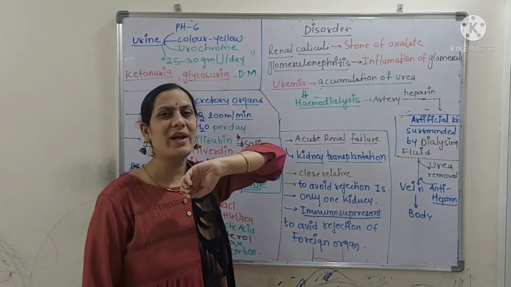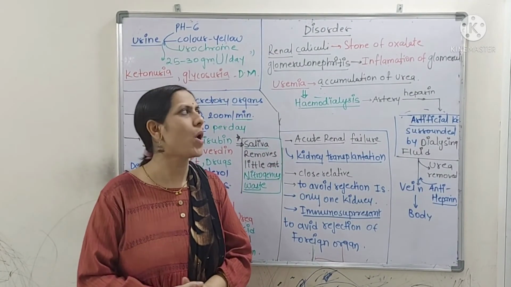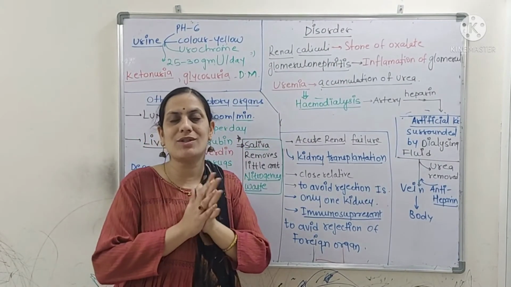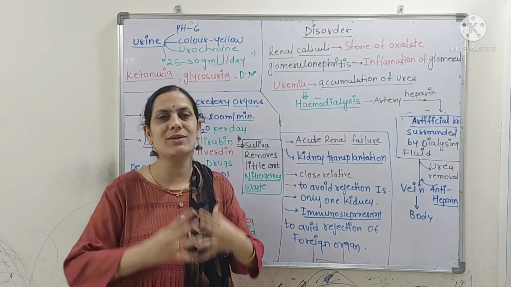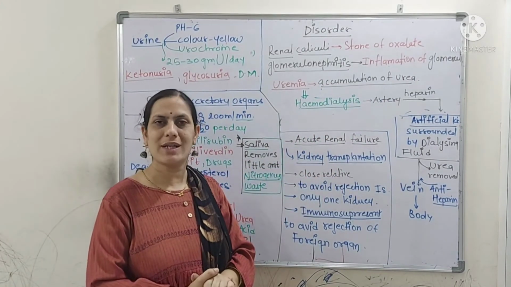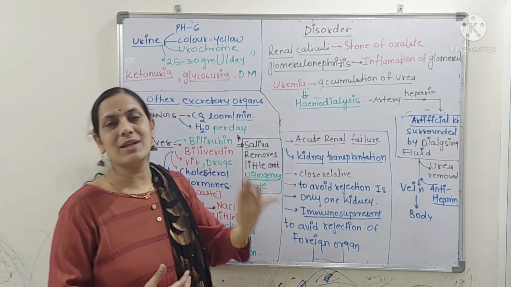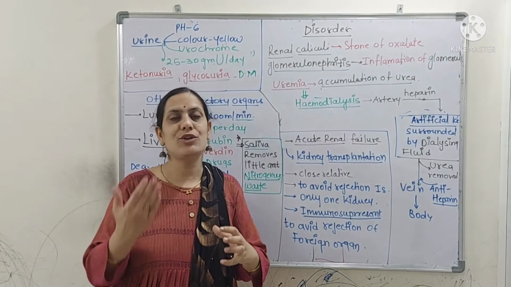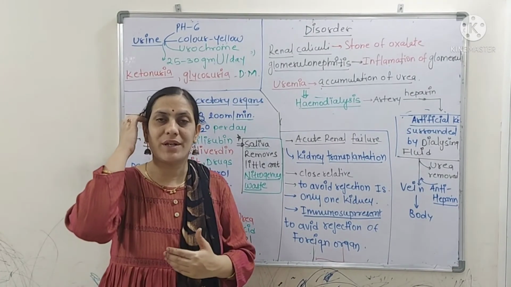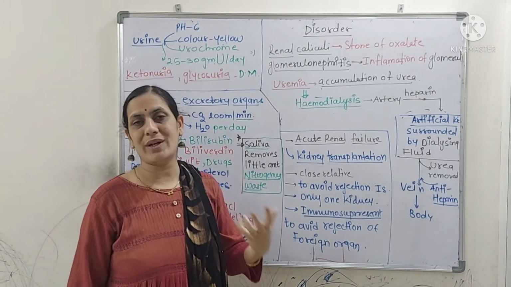One is renal calculi, generally we call it kidney stones, which is a crystallized stone of oxalates. Glomerulonephritis, itis means inflammation. Inflammation in the sense rubor, tumor, calor, dolor, all these immunological terms will come there. So the inflammation of the glomeruli of the nephron is known as glomerulonephritis. Then the last one, that is uremia. If kidneys are not functioning properly, then urea is not excreted by the kidney properly. So the excess of urea gets accumulated in the blood and it leads to a condition known as uremia. It is a very harmful condition.